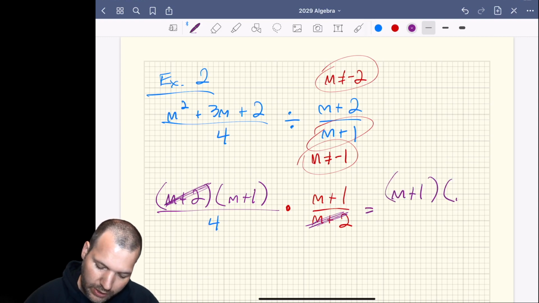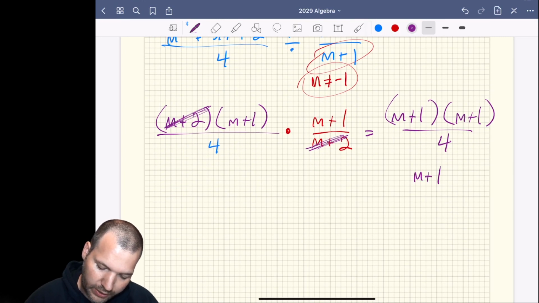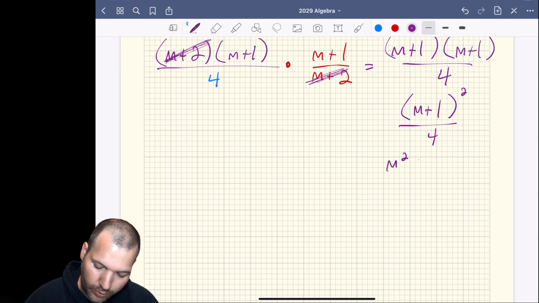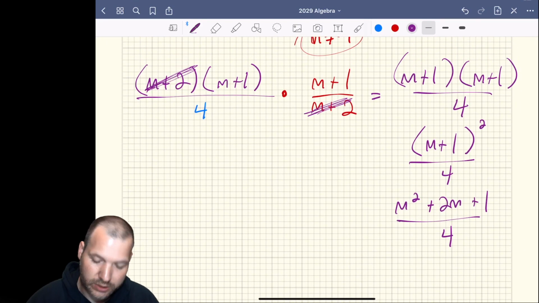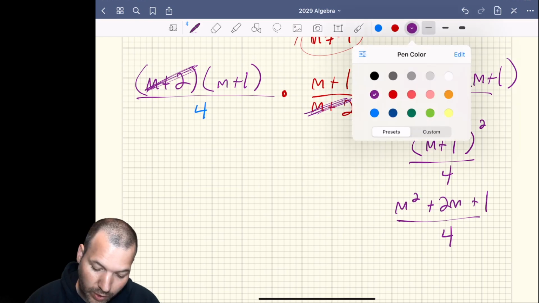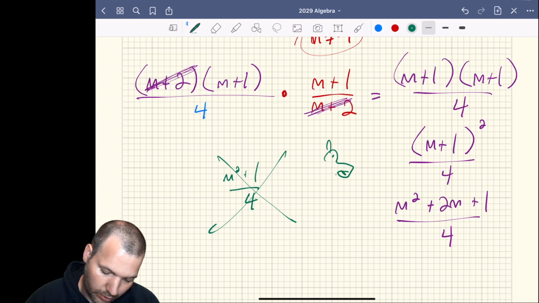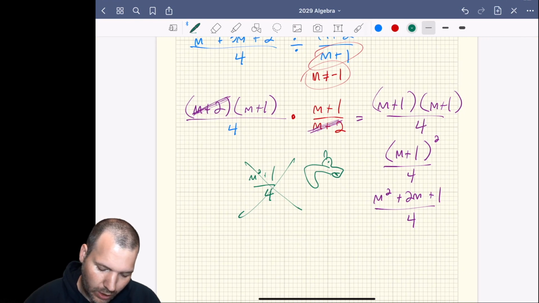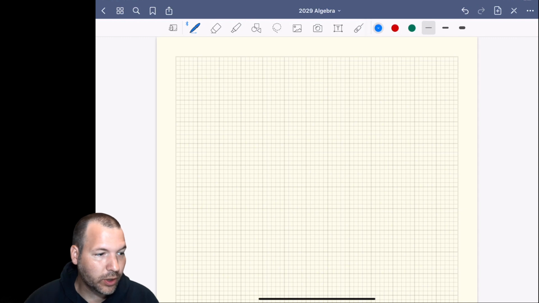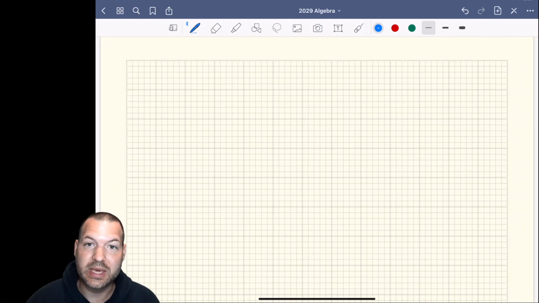and so I end up with m plus 1 times m plus 1 over 4, which we could also write, if we wanted to, as m plus 1 squared over 4, or we could even expand it out with box method and write it as m squared plus 2m plus 1 over 4. Of course, the one thing we definitely will not do here is say that this is m squared plus 1 over 4, because we don't want God to kill a puppy. Okay. Take a moment and work out check your progress 2A and 2B.